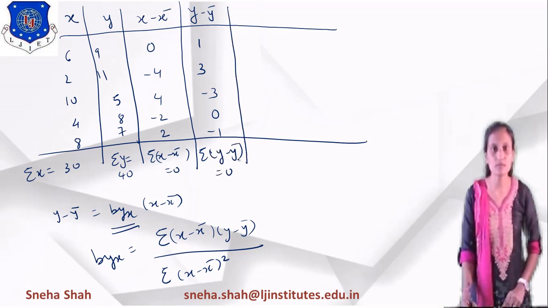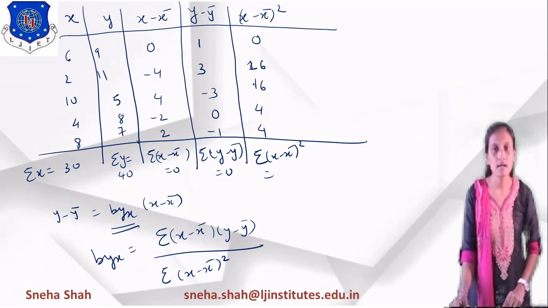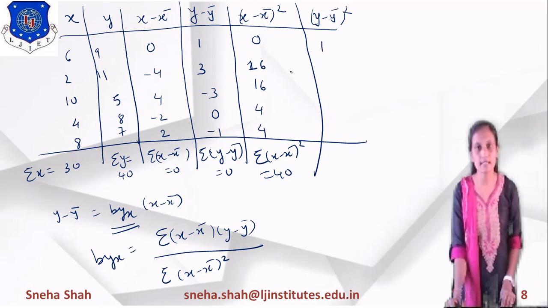Now I have to find the value of x minus x bar whole square, right? So I am finding the value of x minus x bar whole square. The square of these means 0 squared is 0, 4 squared equals 16, minus 4 squared equals 16, 4 squared equals 16, minus 2 squared equals 4, and 2 squared equals 4. Now if I add all these values, summation x minus x bar whole square: 16 plus 4 means 20, plus 20, means the overall answer equals 40, right? In the same way I am finding the value of y minus y bar whole square. The squares of these are 1, 3 squared is 9, minus 3 squared is 9, 0, and 1 squared equals 1.